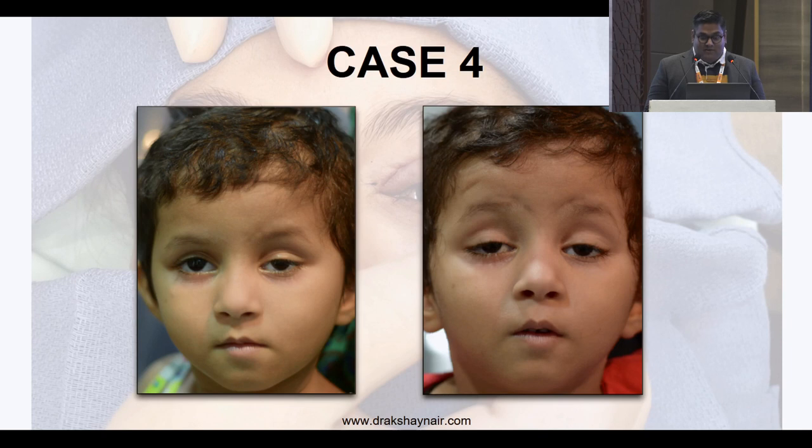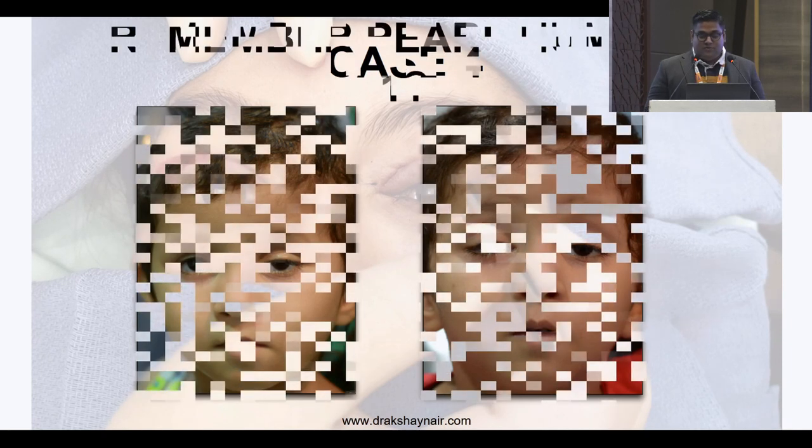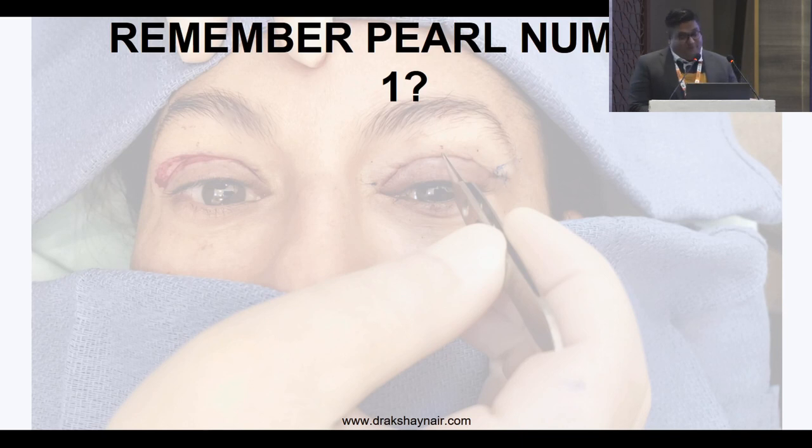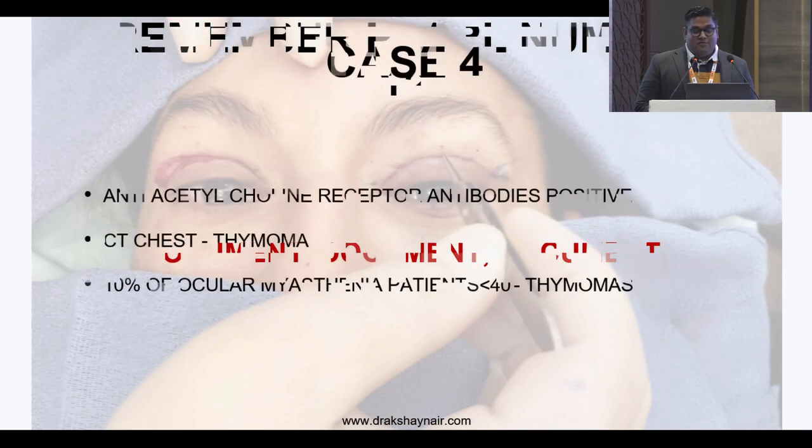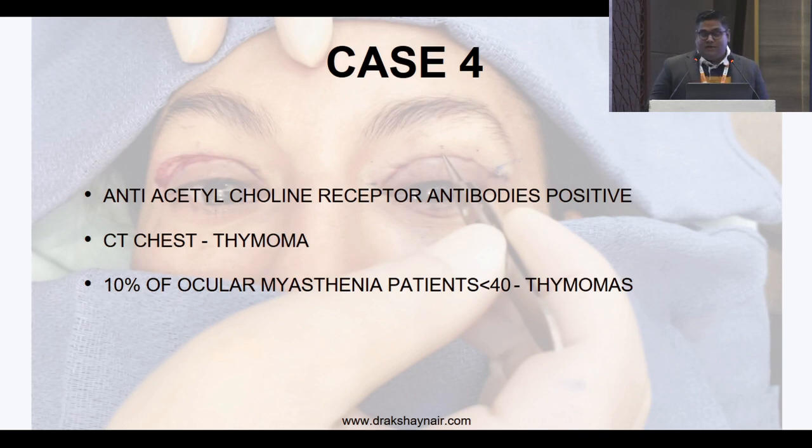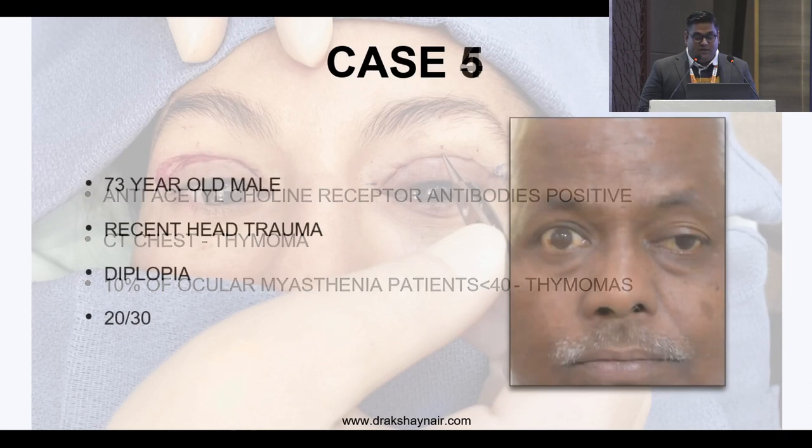It's a three-year-old child and you're wondering what was going on. Then you could realize why the parents were confused. It turned out, because of our documentation rule, you could compare. And the child turned out to have a thymoma and was anti-acetylcholine receptor antibodies positive. 10% of all patients who present with ocular myasthenia under the age of 40 have a thymoma at presentation. So there's a 1 in 10 chance that in a young myasthenic, you may actually pick up a thymoma. So a CT chest, either you can request it or get it done by a neurologist, is important, especially in myasthenias who are diagnosed under the age of 40.